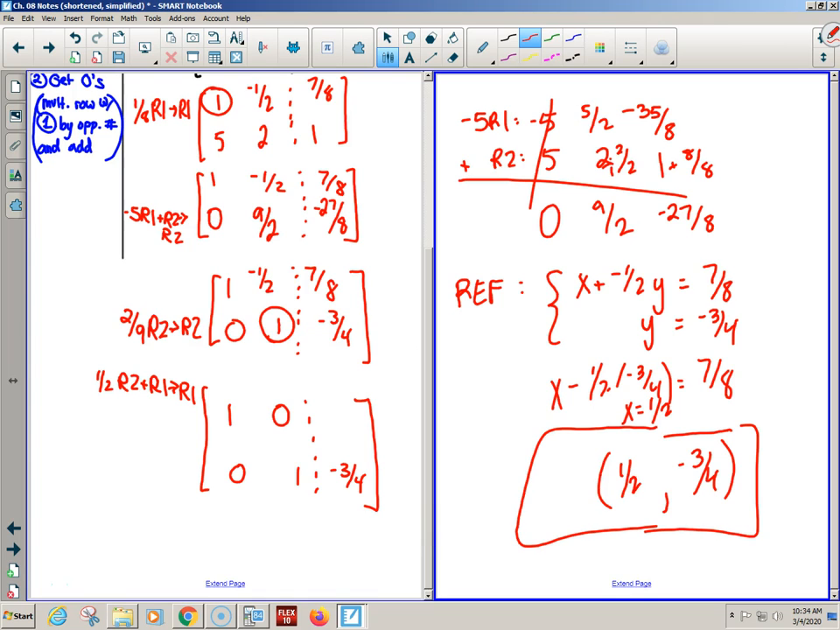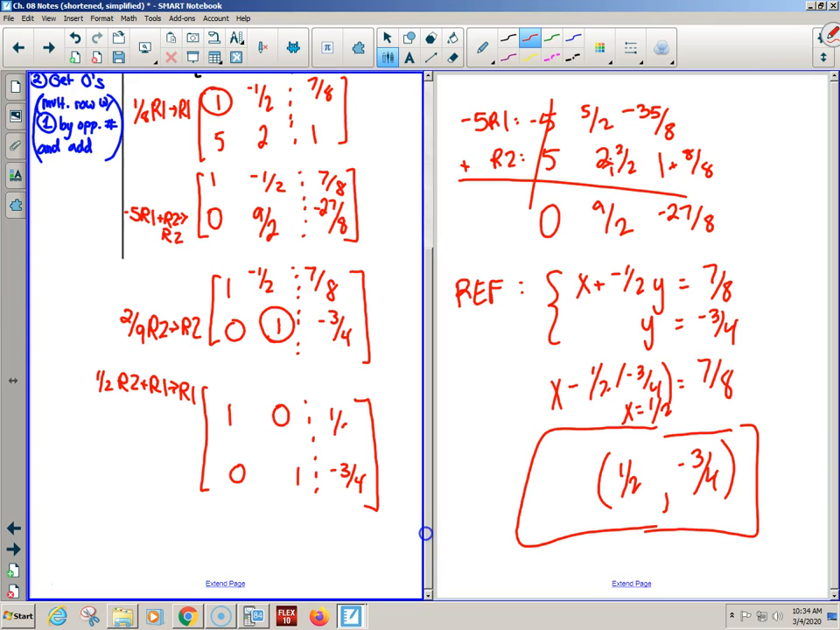Plug it in. I get negative 3/8 plus 7/8 is 4/8. All I had to do was one little baby step in my matrix to get to my final solution, as opposed to writing out a whole system and doing a back substitution. If I had just kept going and not just gotten the 1s and the 0s below, but also the 0s above, hey, check it. 1x is 1/2, and 1y is negative 3/4.